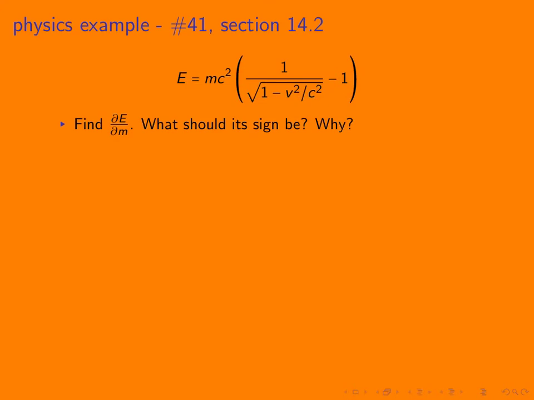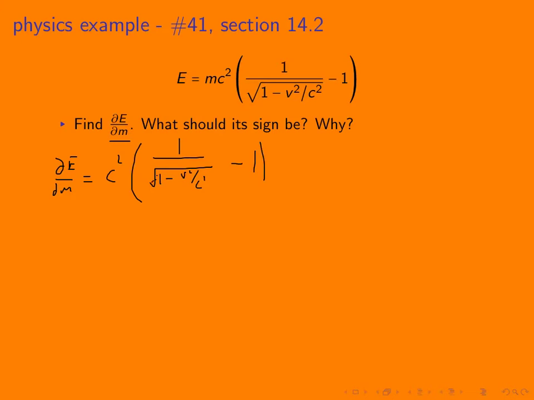Okay, so the easy one is taking the partial derivative with respect to m, because there's only one m in here, and the whole rest of this expression simply acts as a constant. And so it's very straightforward to write down this first partial derivative. The partial derivative of E with respect to m is simply c squared times all of this mess in here, 1 over the square root of 1 minus v squared over c squared, all that minus 1.